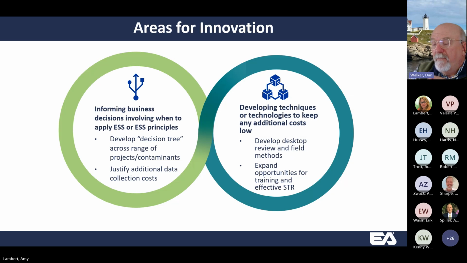So where is this going? Where's some opportunity for some improvements, how do you incorporate ESS into your portfolio, for example? There's several different aspects that we're exploring here at EA and that we're looking for collaborators moving out into the rest of the industry. But the first one is some kind of a decision tree process. When does ESS make sense?